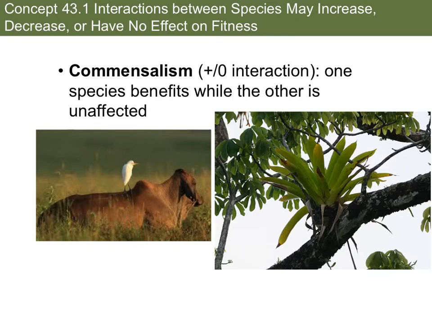But the cow is really unaffected by this relationship. It's not gaining anything good. It's not losing anything. It's basically unaffected. The same thing can be found with bromeliads. Bromeliads are types of plants that live on trees, and inside their leaves they collect water. That water is beneficial to spiders and insects that grow in those little pools. However, the plant itself is really unaffected by the spiders, the insects, the frogs, whatever is living in this species.